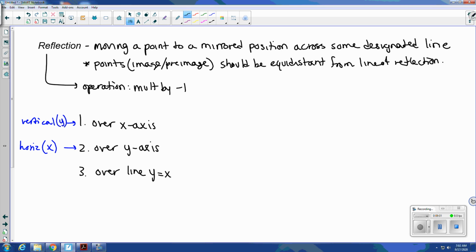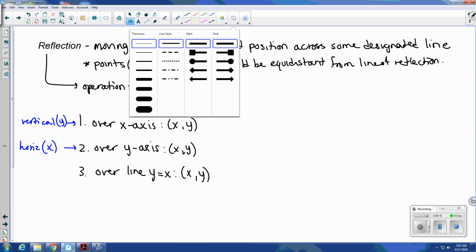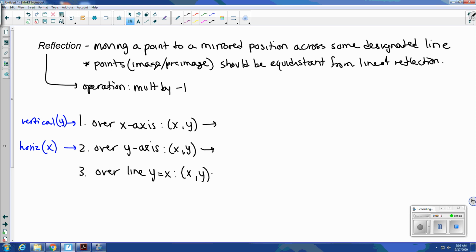So let's take a look at the actual abstract notation. So if we have a point (x, y), what must we do to showcase the reflection? Again, in the first case, vertical movement, so I'm altering the y coordinate. So in this one, we're just going to multiply just the y coordinate by -1. For over the y-axis, that is a horizontal movement, so we're just going to multiply the x coordinate by -1.